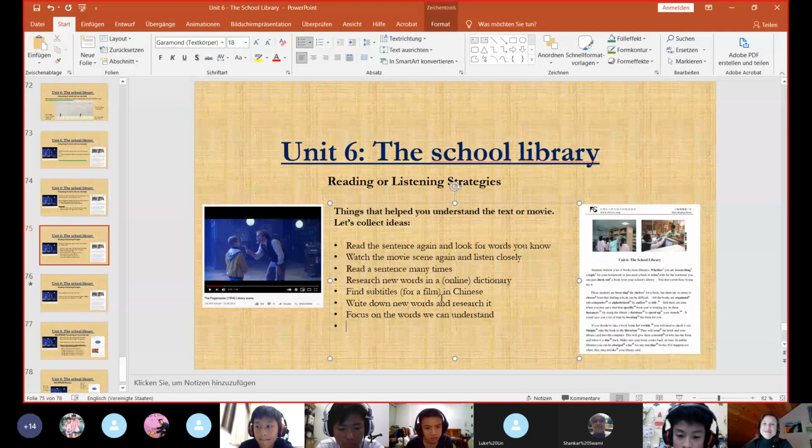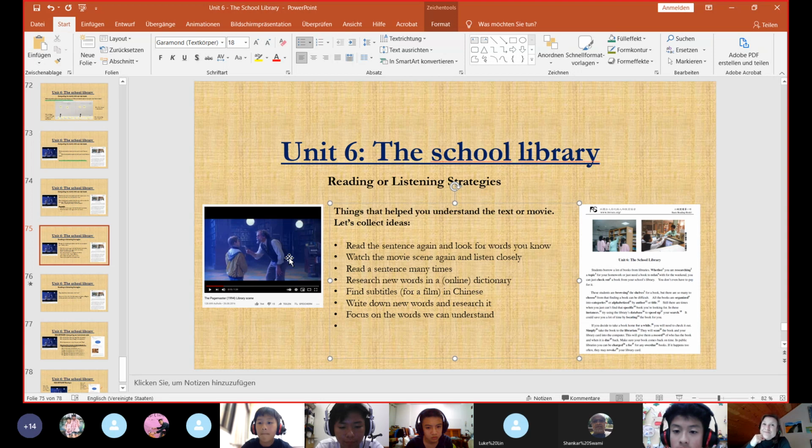I read the text. Very good. Yes, many times. It helps, also with the movie, to listen to it many times. And Dylan, did it help you when we watched the movie to see the face of the boy or of the librarian? Did that help you to understand?